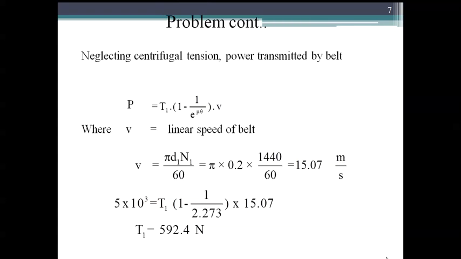So the power transmitted by the belt is 5 into 10 cube equal to T1 into (1 minus 1 by 2.273, the e power mu theta value) into V, which is 15.07. From this, we got the exact tight side tension. The maximum tension in the belt T1 equals 592.4 newtons. In the problem they have given us 600 newtons, but the exact maximum tension is T1 equal to 592.4 newtons.